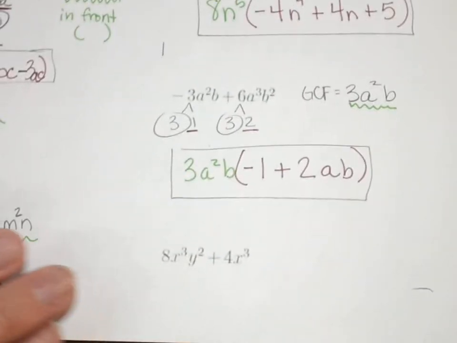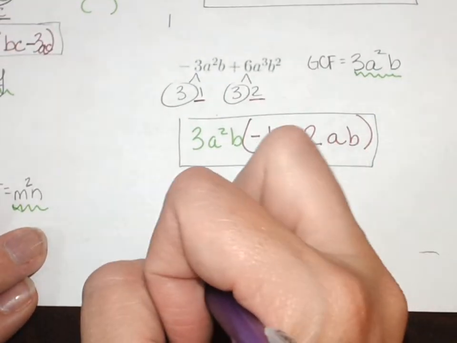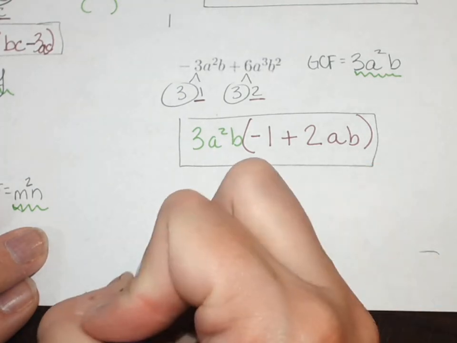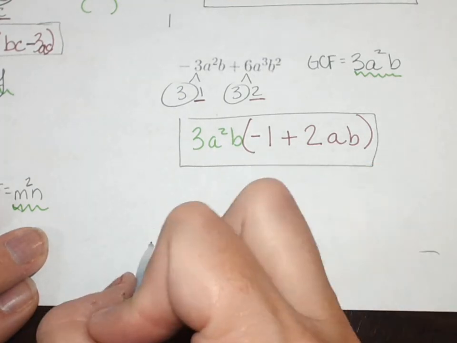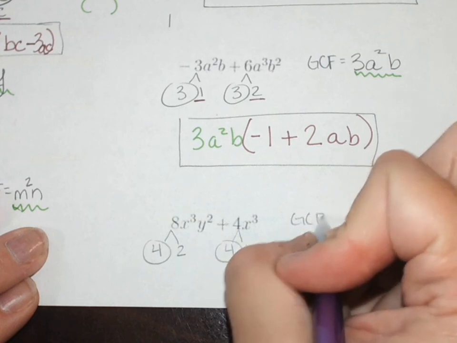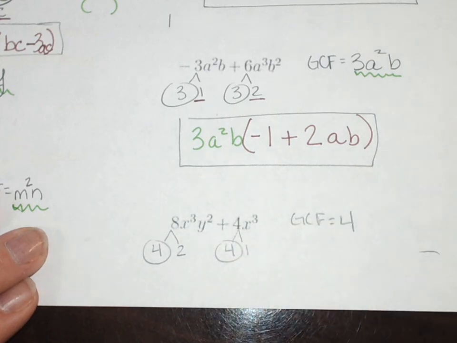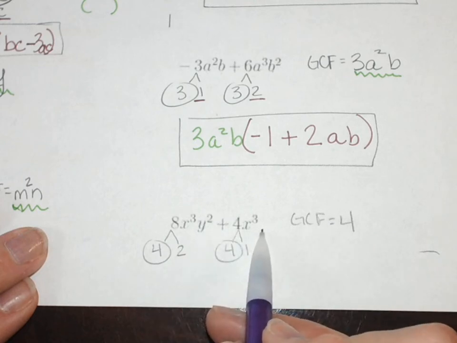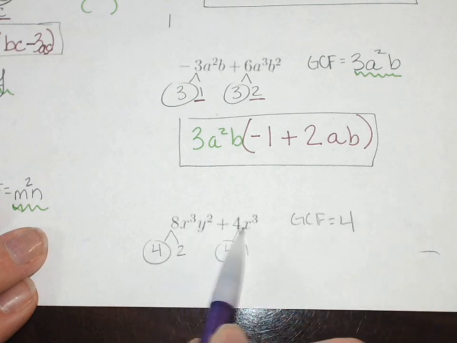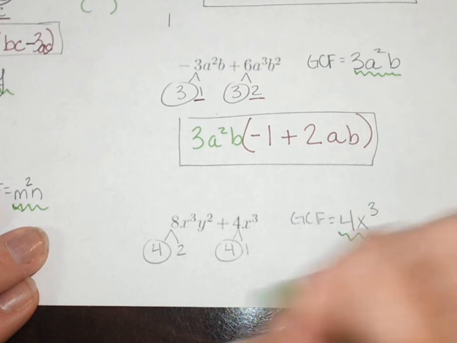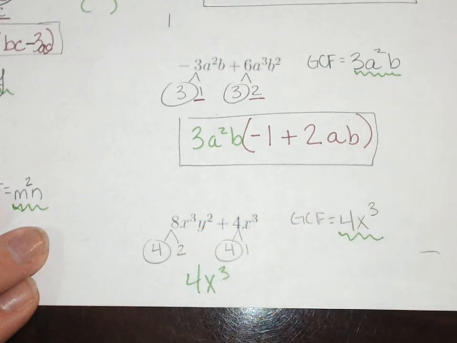All right, last one, 8 and 4. So 8 and 4, let's think, 4 and 1, and then 4 and 2. So my greatest common factor is going to be 4. Now let me look at the x's and the y's. I can't use y because there's no y in the second term. But the x's, though, I can take out x cubed. So here's my greatest common factor, 4x cubed.